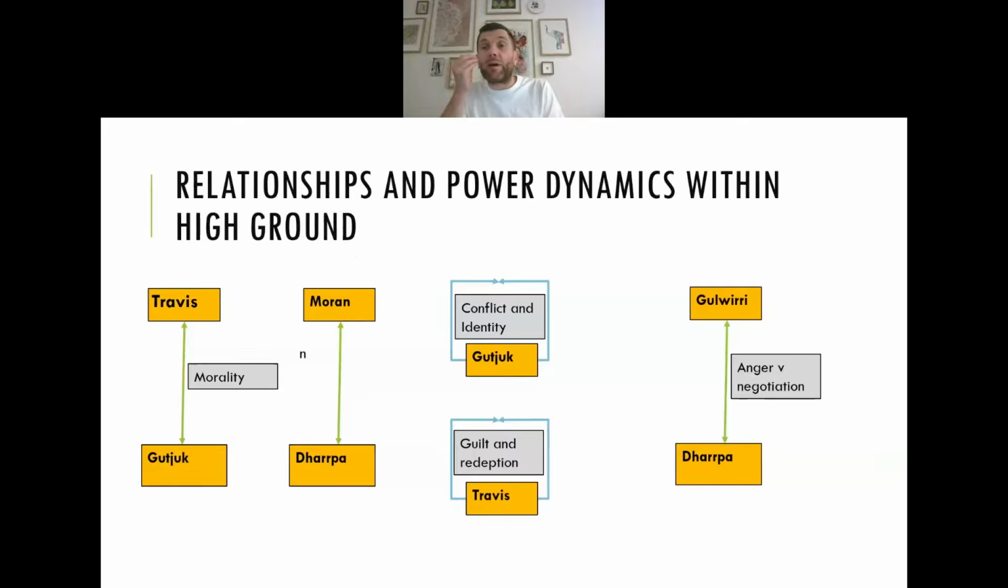When we look at Travis and Gutjuk, we could think that the relationship and the power dynamics are centered on the idea of control and power itself. But I think that when it comes to it, it's about morality. It's about making those moral decisions. With Moran and Darpa, the power dynamic is about ideology. They both talk about justice, but their idea of justice comes from a different place. So their relationship and power dynamic can be defined through ideology.